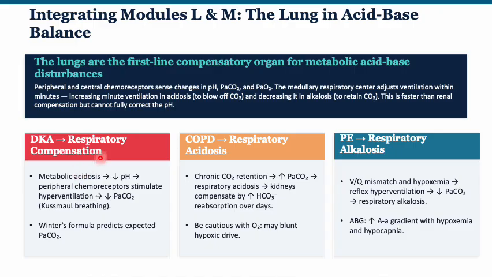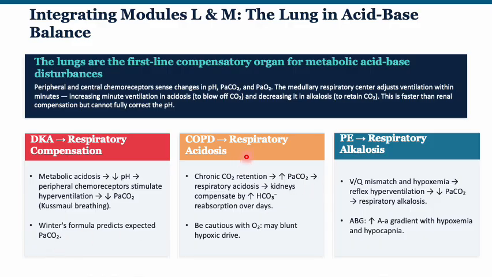Some take-home points for respiratory compensation: if you have a metabolic acidosis, which is a decreased pH, those receptors will sense that, and your body will start to hyperventilate, trying to blow off the CO2. You will use Winter's formula to predict if you are accomplishing the expected partial pressure of carbon dioxide.